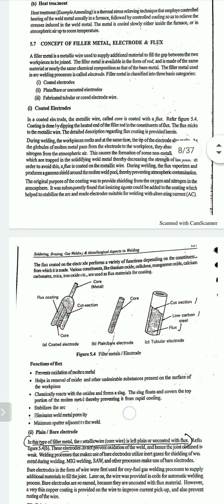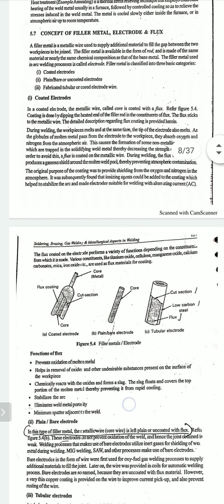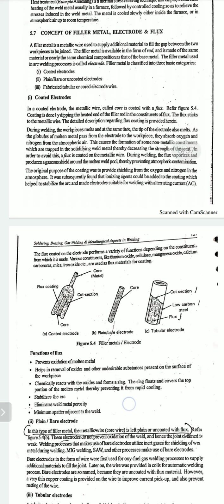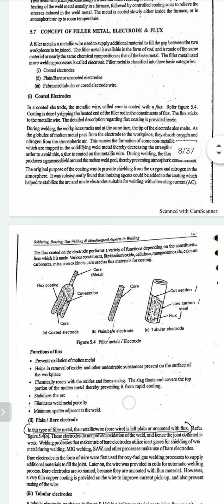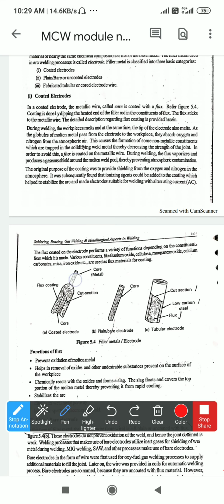Now next you can see over here. In a coated electrode, the metallic wire called the core is coated with flux. The thin wire is called the core. You can see the coated electrode in this diagram. This is the core, the metal wire, and over here you can see the flux is coated onto it. This is a cut section, and you can see the wire is there.